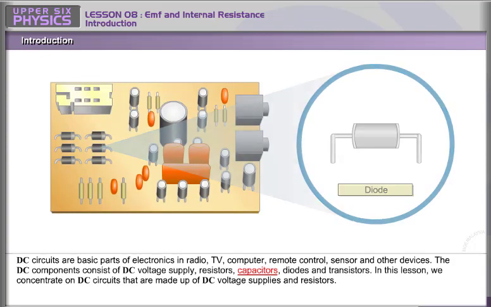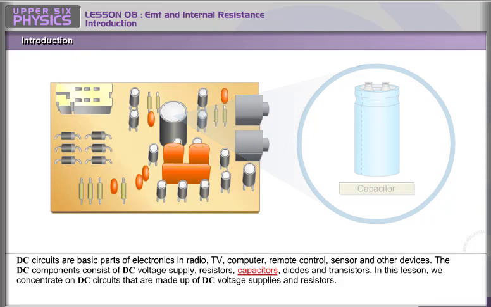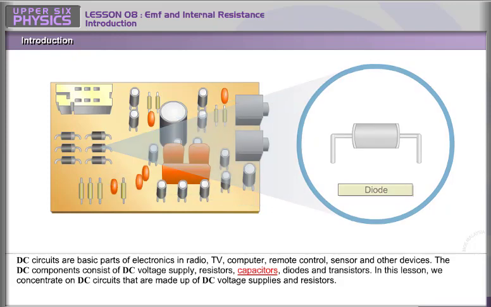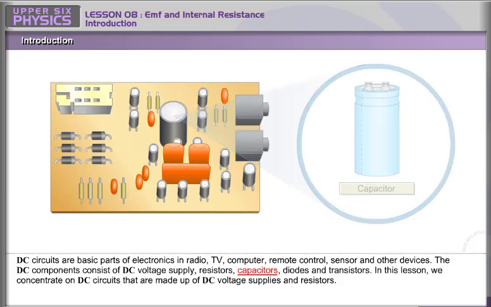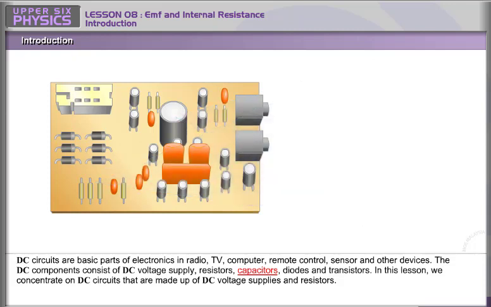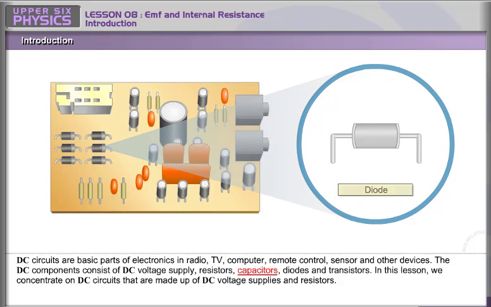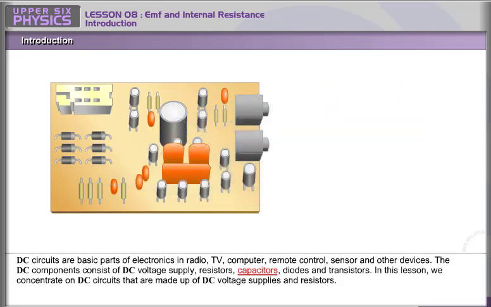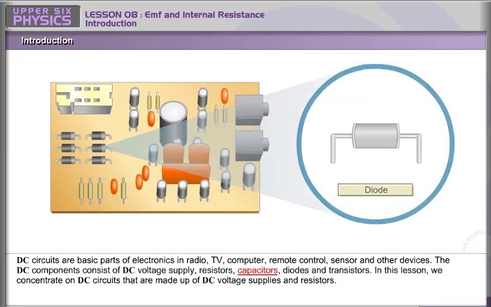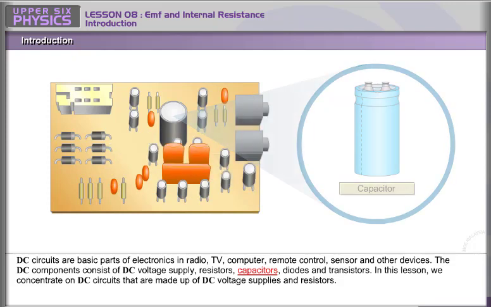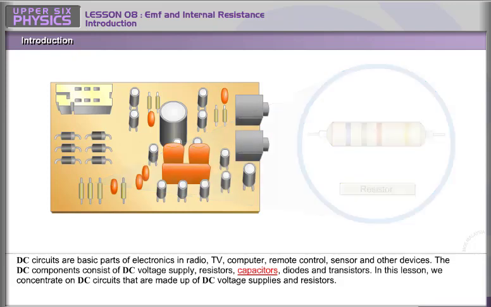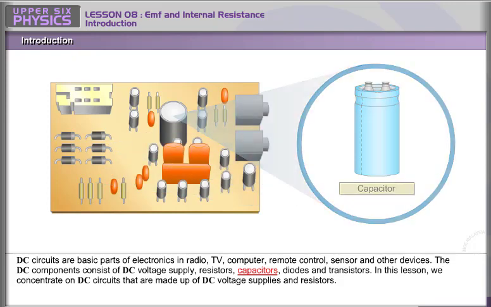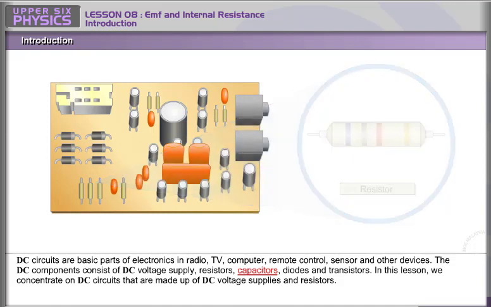Direct current circuits are basic parts of electronics in radio, TV, computer, remote control, sensor, and other devices. The direct current components consist of direct current voltage supply, resistors, capacitors, diodes, and transistors. In this lesson, we concentrate on direct current circuits that are made up of direct current voltage supplies and resistors.